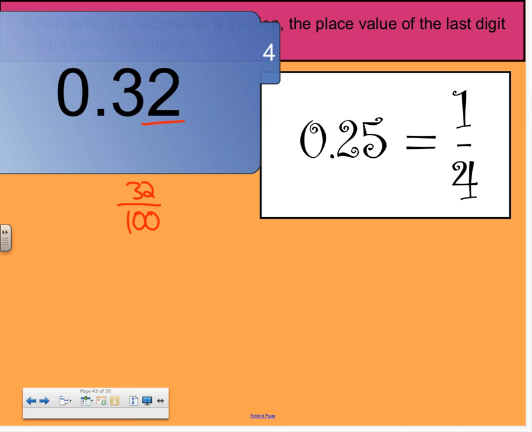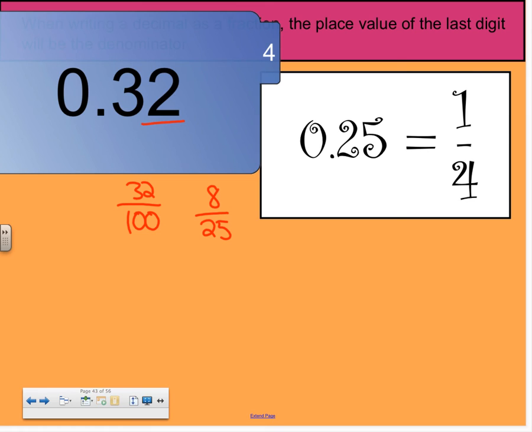Okay? What goes into 32 and also goes into 100? 2, what else? Not 12. Does 4 go into 32? How many times? 32 divided by 4 is 8, and 100 divided by 4 is 25. Okay? So 0.32 can also be written as 8 over 25, or 8/25.